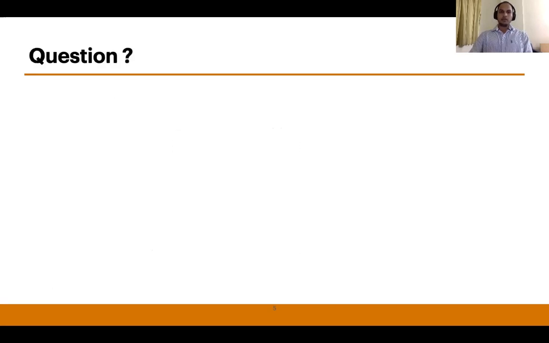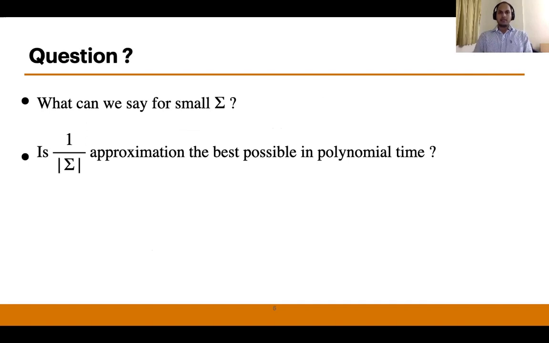So we ask the following question. What can we say for small sigma or small alphabet size? Is 1 by sigma approximation the best possible we can achieve in polynomial time? As we have seen in the previous slides, this is the best we can hope for when sigma is order of n. Prior to this work, there was no other hardness result known for the multi-LCS problem when the alphabet size is small.